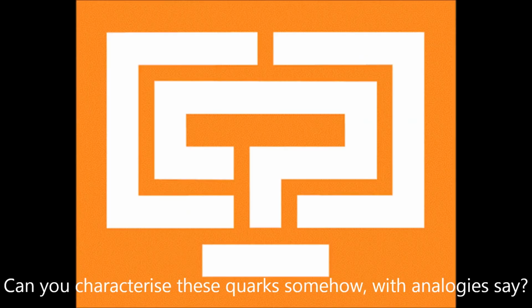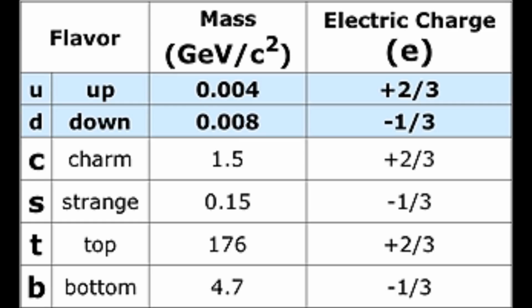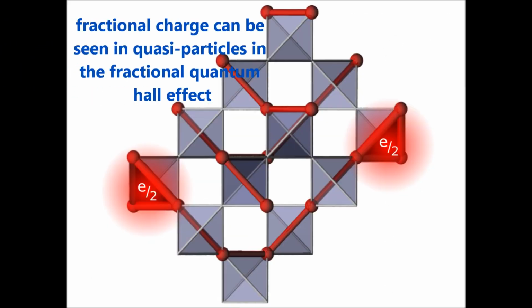Can you characterize these quarks somehow with analogies or? These quarks have to have certain properties, of course, to get the right properties for the protons and neutrons and so on. And I'd like to tell you what one of them is. They carry electrical charge. The up quark carries a charge of plus 2/3. The down quark and the strange quark each carry a charge of minus 1/3. Now, we have never seen in nature any particles which carry a charge of 1/3 of a unit or 2/3 of a unit. But we need these charges to get the right answer.